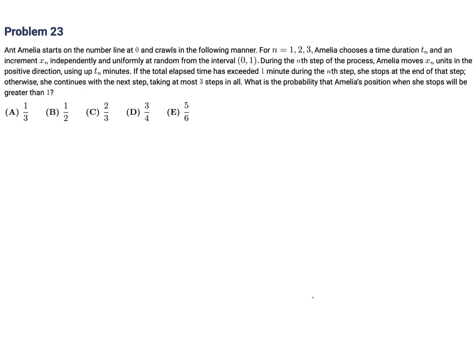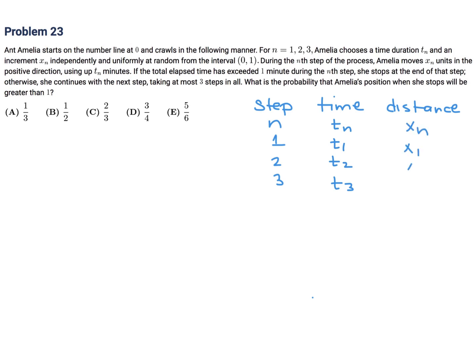Taking at most 3 steps in all, what is the probability that Amelia's position when she stops will be greater than 1? All right. So we're going to make a little table here. We have step, we have time, and we have distance or increment. So we only have 3 steps, right? We have 1, 2, and 3. For time, it's represented by Tn, so we have T1, T2, and T3. And then for distance, which is represented by xn, it would be x1, x2, and x3. For each of these, we have just between 0 and 1 as the choices.